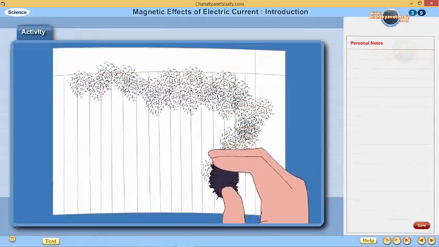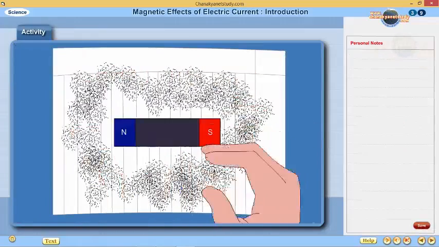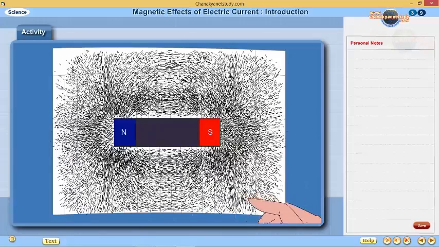Activity. Place a white paper on a drawing board and place a bar magnet in the middle of the paper. Sprinkle some iron filings on it. Tap the board gently. What do you see?